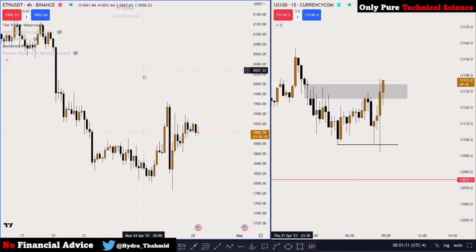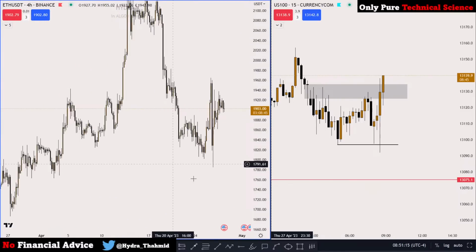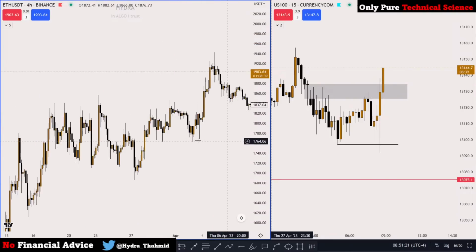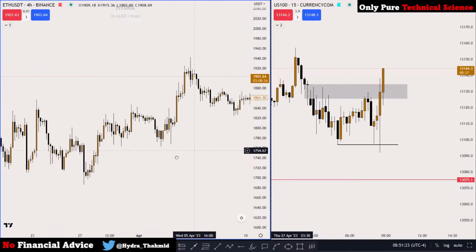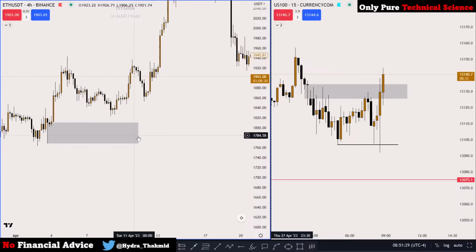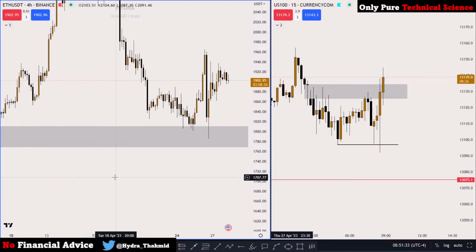So the draw on liquidity on Ethereum that I see: price provided liquidity towards the sell side a couple of times, and then price is getting rejected from this rejection block here. That's a rejection block on the 4-hour chart on Ethereum. And if I extend it out in time, you can see the price came down to this rejection block, right?